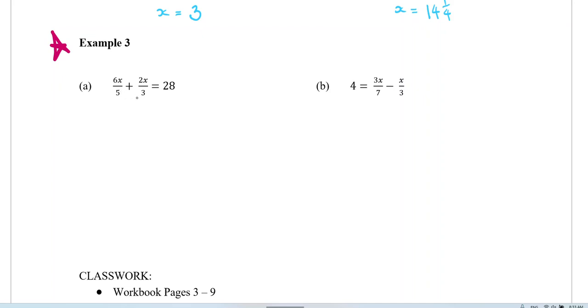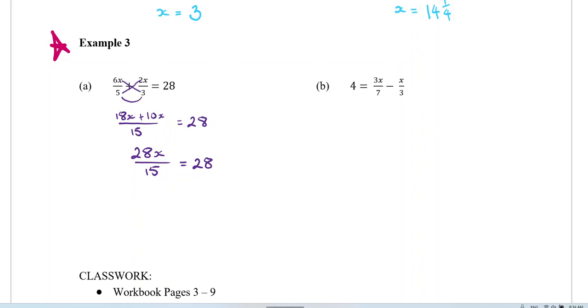To add these fractions together, we times the 5 with the 3 to get 15. Then we times diagonally: 6x times 3 is 18x, and then plus 2x times 5 is 10x. And we're just going to leave the equals 28 on the end. Then we add together the top. 18 plus 10 makes 28x over 15, and that's equal to 28. Then we've done the fraction part. Now we're going to start solving the equation.